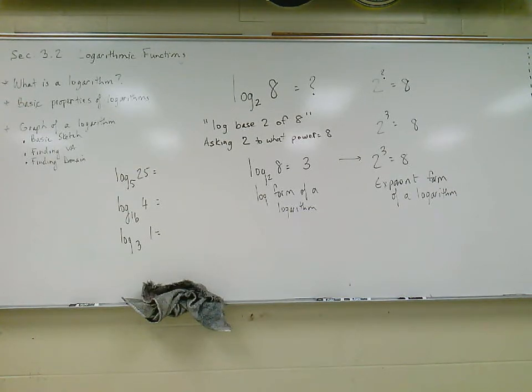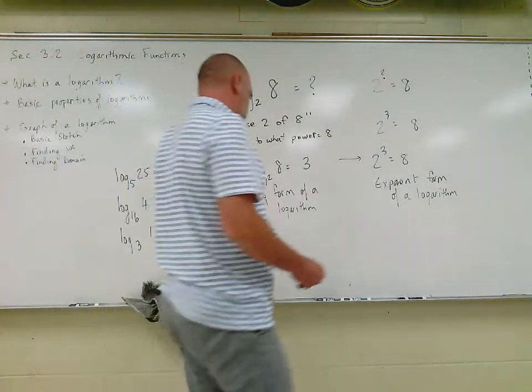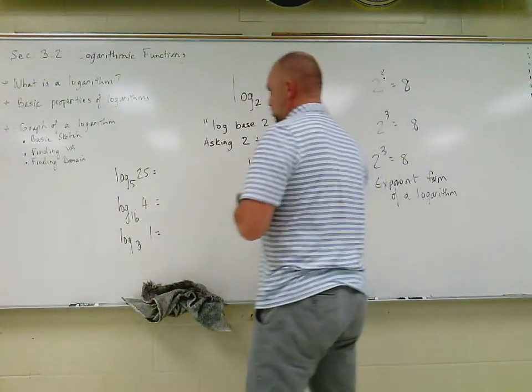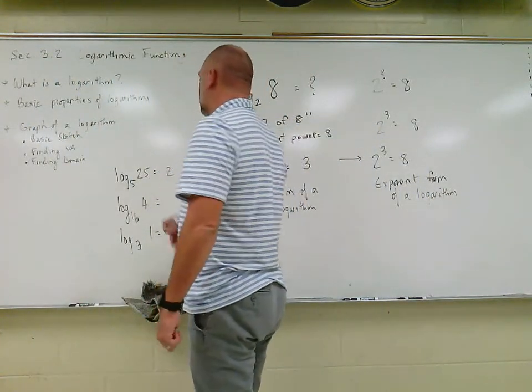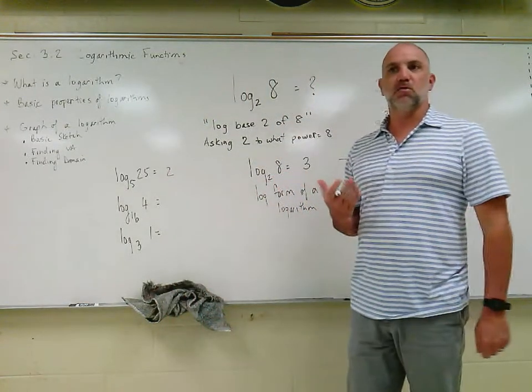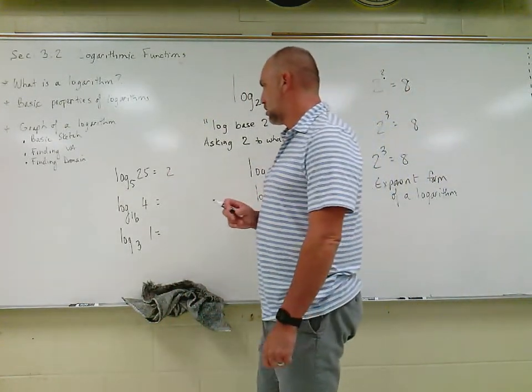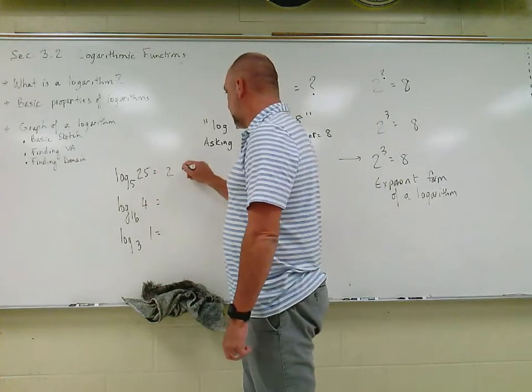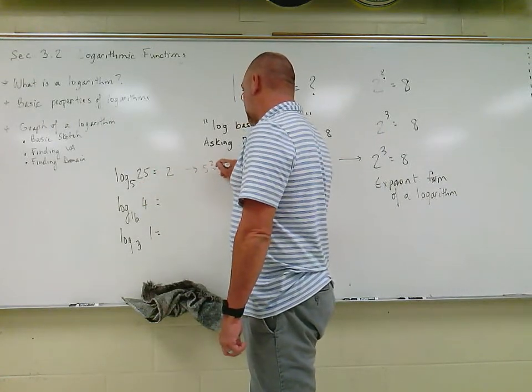So the first log is asking what question? That's exactly right. 5 to what power is 25? Hopefully you can do that one. So what's the answer to the first one? Not 5, you're doing multiplication. 2. You've got to do exponents. A common mistake is that students will multiply and not do the exponent, so guard against it. 5 squared is 25. So let's write this out. This is 5 squared is 25, yes.